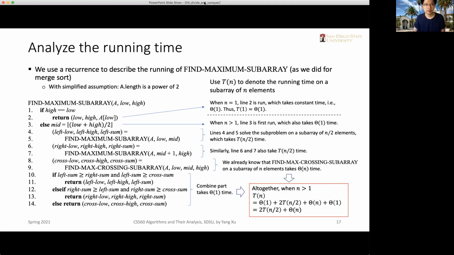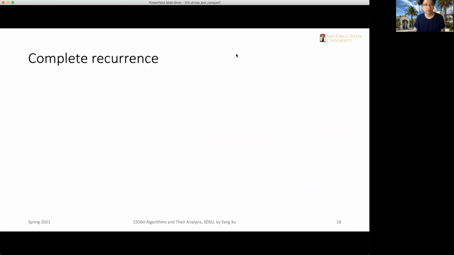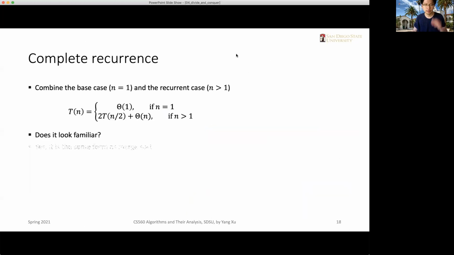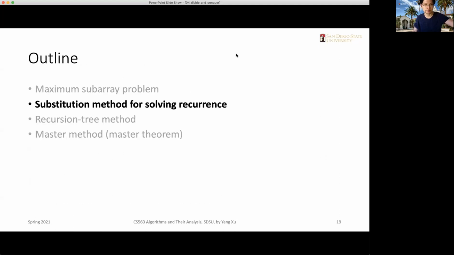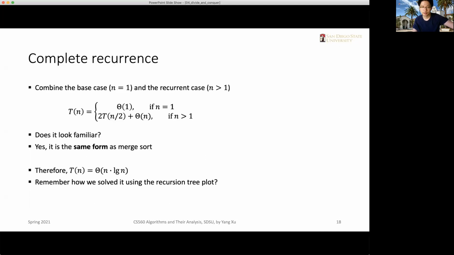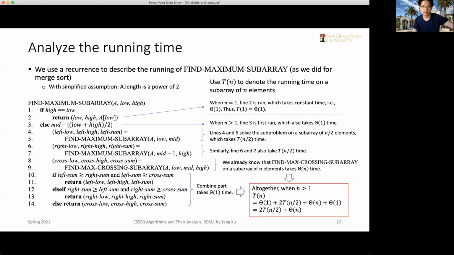In the next lecture, next week, we're going to go through all the examples and methods for solving recurrences, from the substitution method to the master theorem. We're going to spend some time on those methods. So that's it for today's lecture.